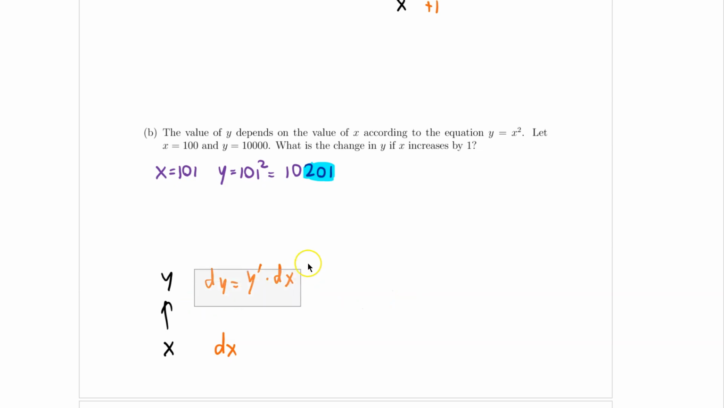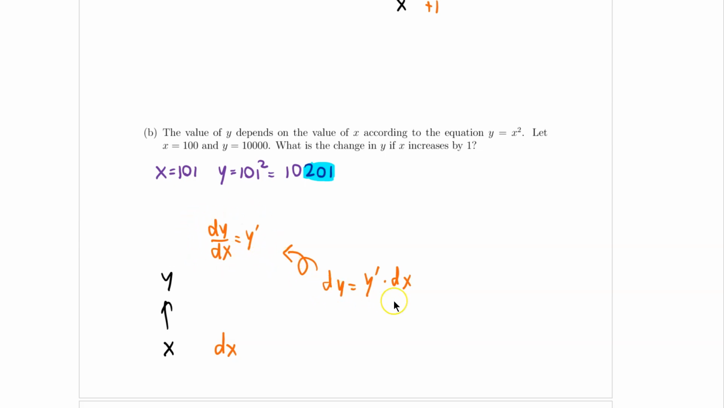Now, there are two ways that we can think of this equation. One way is that I can just move dx to the other side, so I'm going to have dy by dx equal to y prime. This is the derivative notation that we used to have. Or alternatively, I can think of dy as the change in y, and this dx as the change in x.